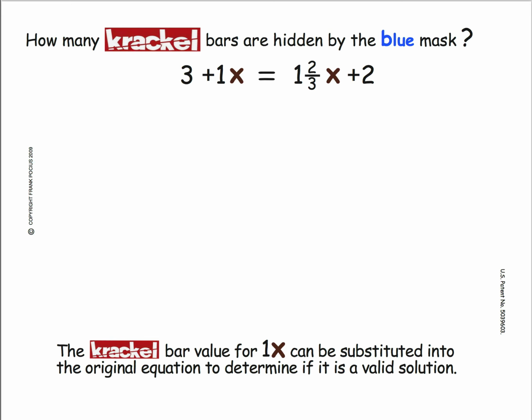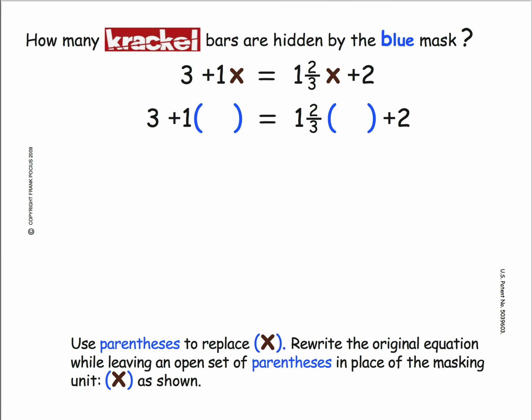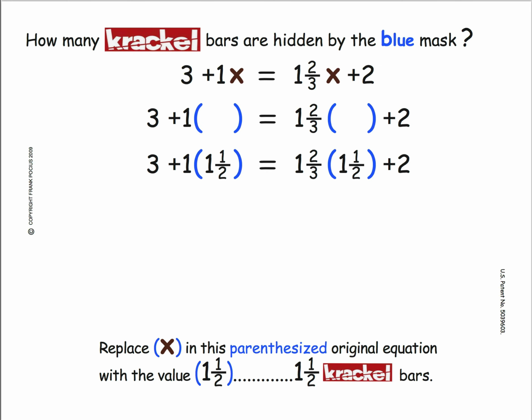The crackle bar value for 1x can be substituted into the original equation to determine if it is a valid solution. Use parentheses to replace x. Rewrite the original equation while leaving an open set of parentheses in place of the masking unit x as shown. Replace x in this parenthesized original equation with the value 1 1/2. That's 1 1/2 crackle bars.